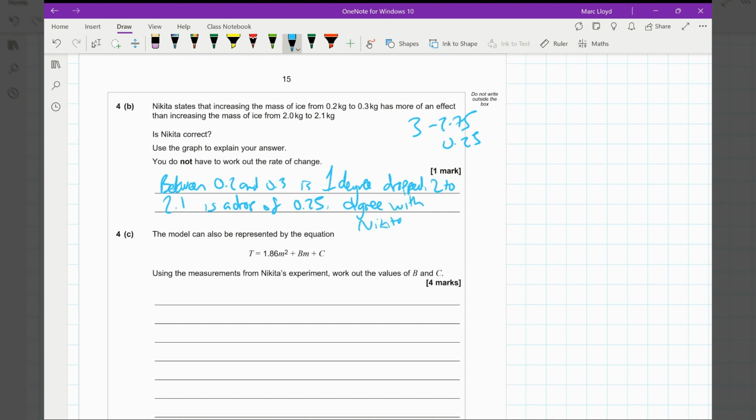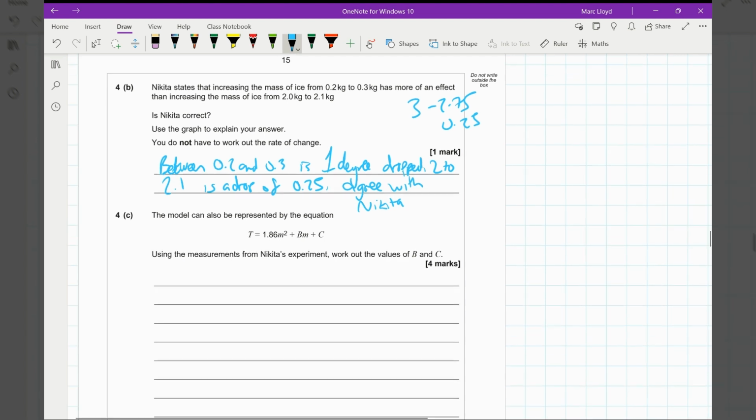There we go. That's quite a bit of work for 1 mark. Quite a bit. Oh, to be fair, it says you don't have to work out the rate of change. So I guess what you could say is there is a steeper gradient at that earlier stage of the graph.